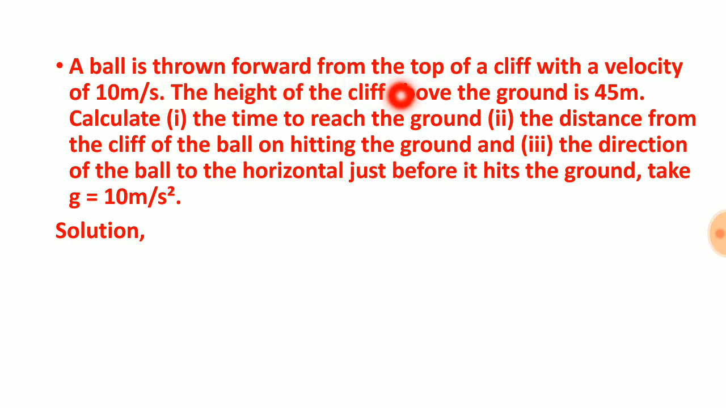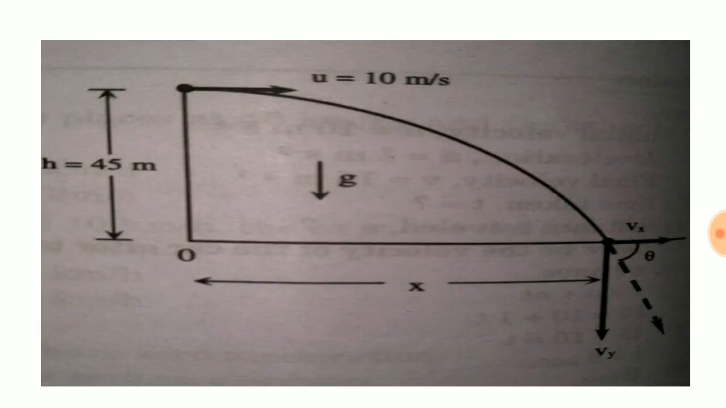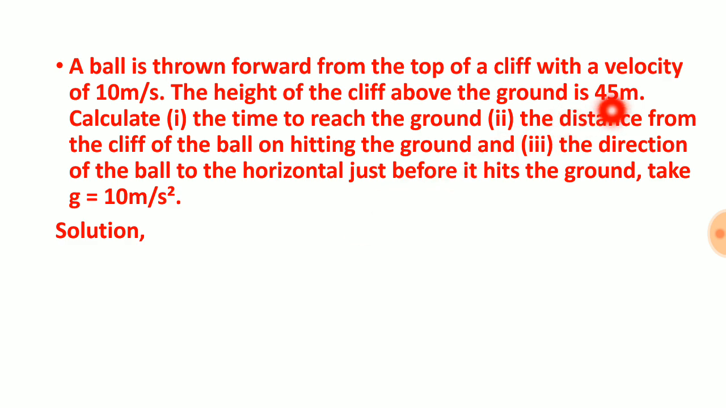A ball is thrown forward from the top of a cliff with a velocity 10 meter per second. So this is a cliff, and with 10 meter per second we are throwing a body. And the height of cliff is 45 meter. We need to find the time to reach the ground, the distance from the cliff on hitting the ground, and the direction of the ball to the horizontal just before it reaches the ground.